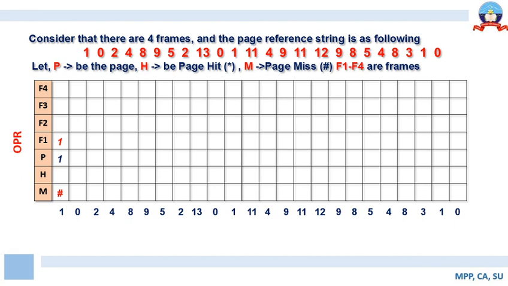So initially there is a request for page number 1. So since page number 1 is not available in the memory, page number 1 has to be loaded from the secondary storage to the main memory. So there is a page miss.